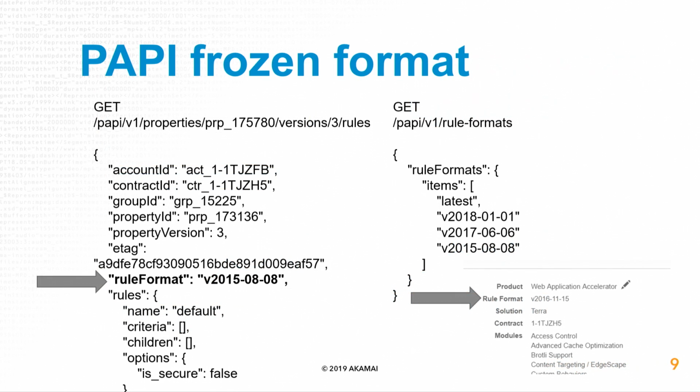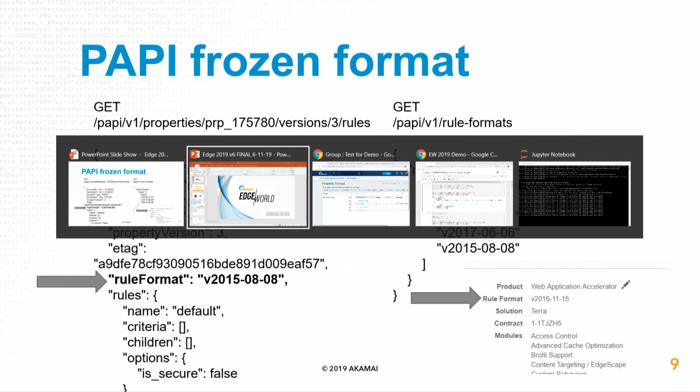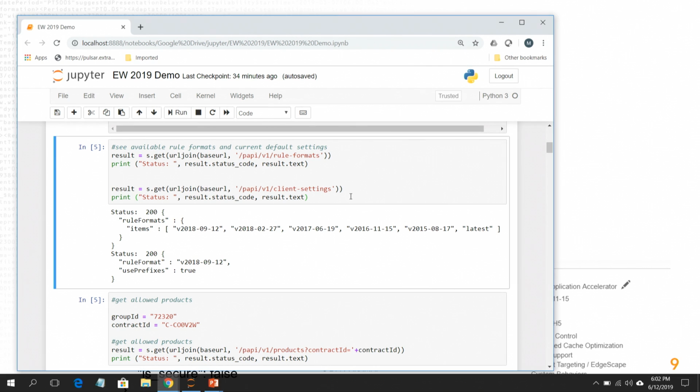All right. We'll get right into it. I'm going to jump into some Python now. The first thing I want to touch on is how to make a property, and then what a frozen format is. Okay? So I'm running everything through Jupyter with Python. This is applicable to any programming language that you guys want to use with the APIs. So the first thing is, do people know what the frozen formats are for PAPI rules? All right. Awesome. We're starting at a good spot. I like this.